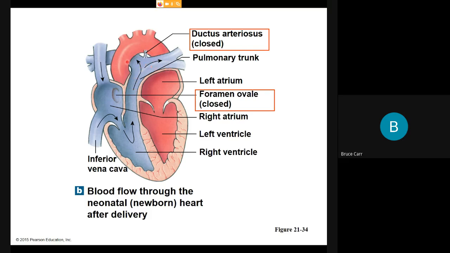When that closure occurs, there is a flap on the foramen ovale that basically flaps down and quickly adheres, closing the connection between the right and left atria and isolating these two circuits. So now we have the right side lung and left side body double circuit established. This is normally occurring right at the point of delivery.